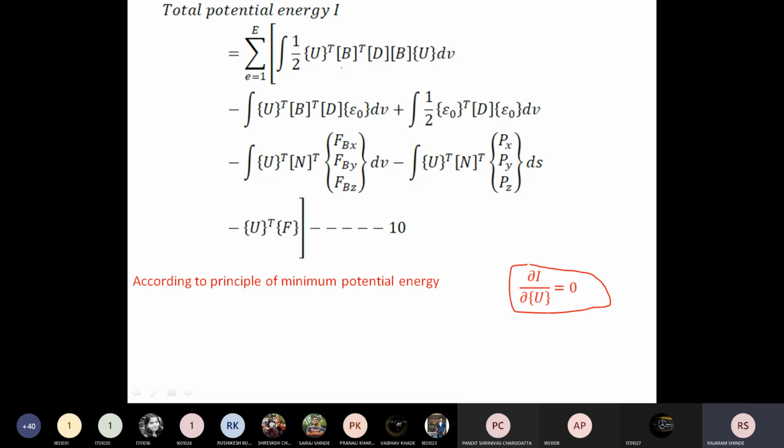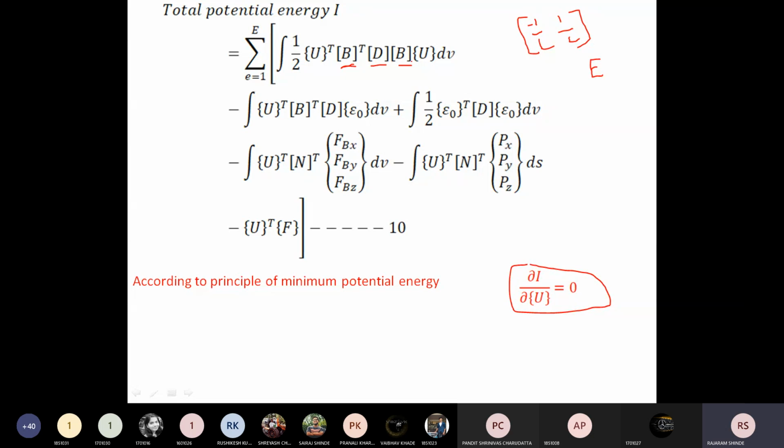Here the B matrix for one dimensional is minus 1 upon L. This B matrix is a constant matrix. D matrix is a material property matrix. For one dimensional, it is only the modulus of elasticity. It is the material property matrix. Again B matrix. Now here the variable is u.